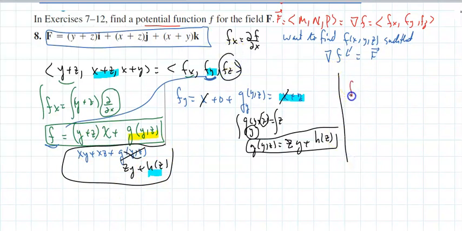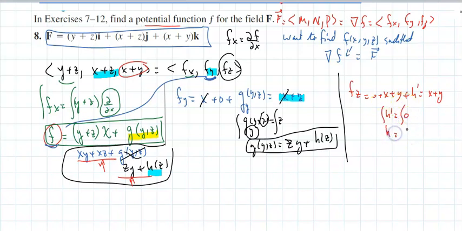I would say f sub z, the partial of this f with respect to z, that would be a 0 plus x plus y plus our natural derivative, and that should equal the x plus y. Now you're noticing a lot of things are canceling out. This only happens if you have a conservative vector field. And if you don't, you'll get extra terms.